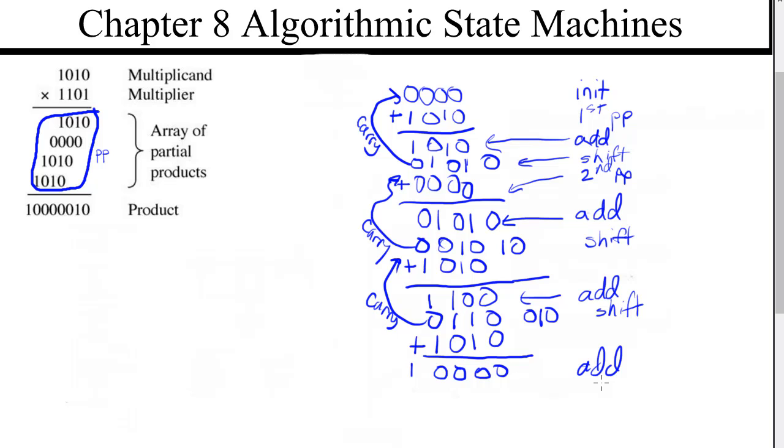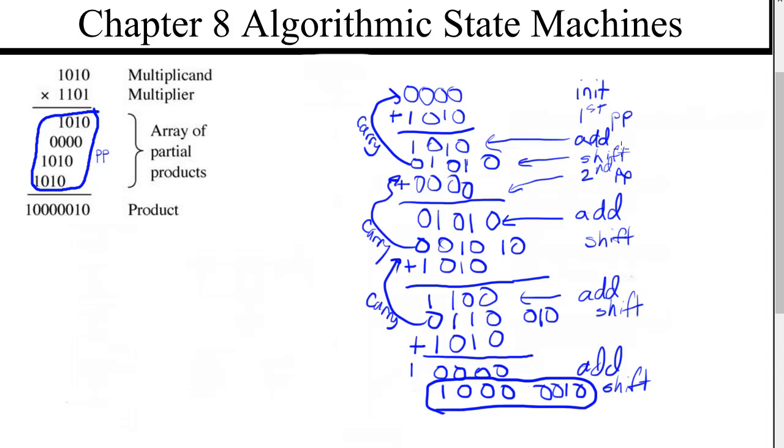And now I'm going to shift. So that 0 moves over, that 1 moves over, that 0 moves over, that 0 moves to here. And then I have this 0. This 0 moves over. That 0 moves over. That 1 moves over. And that's my answer.